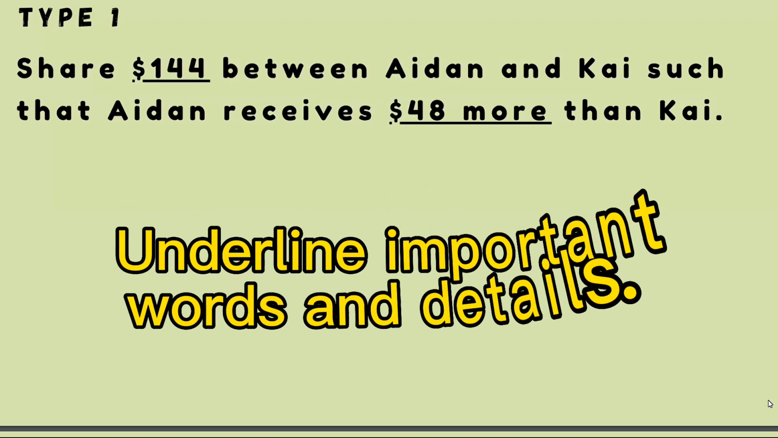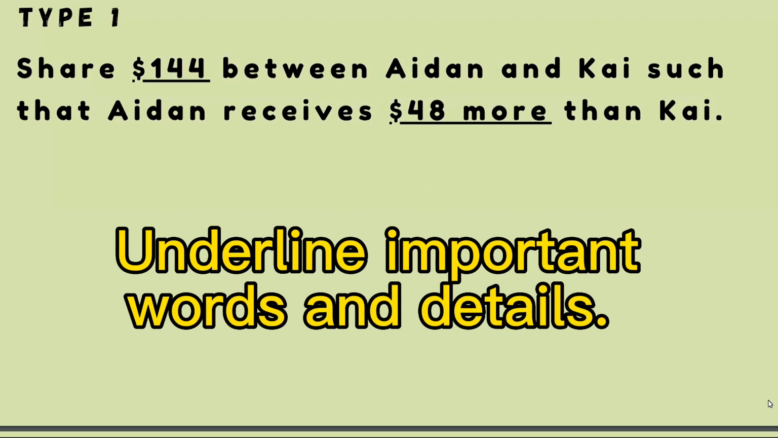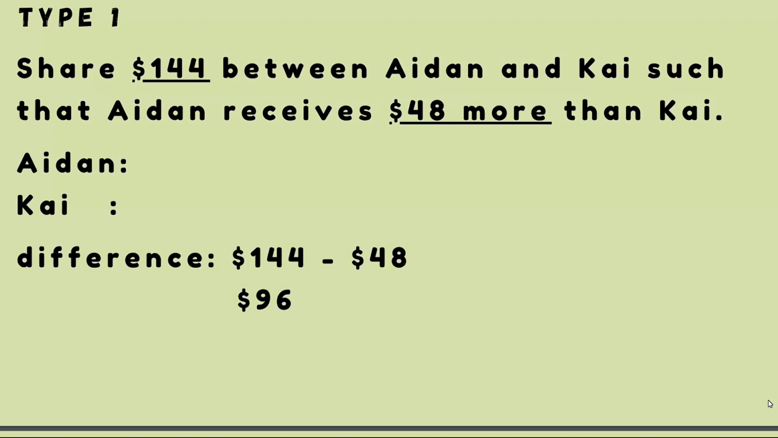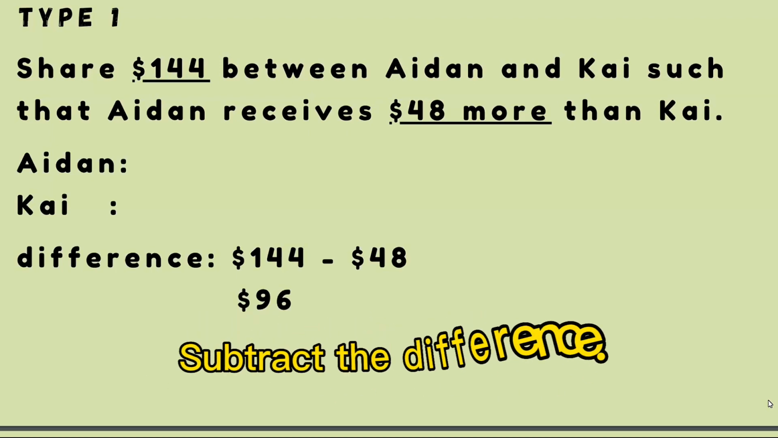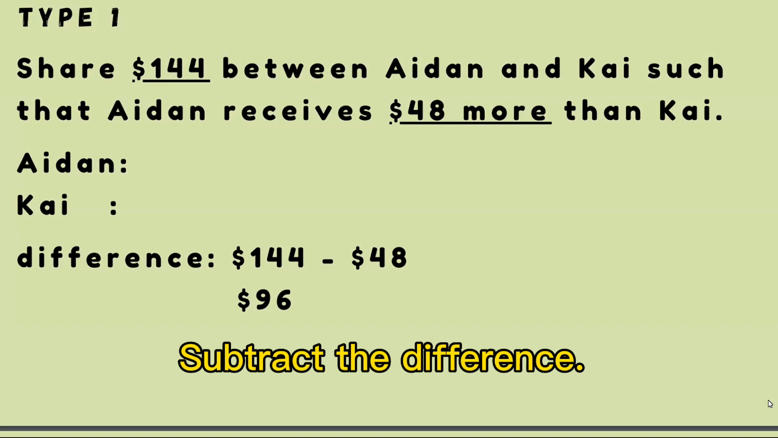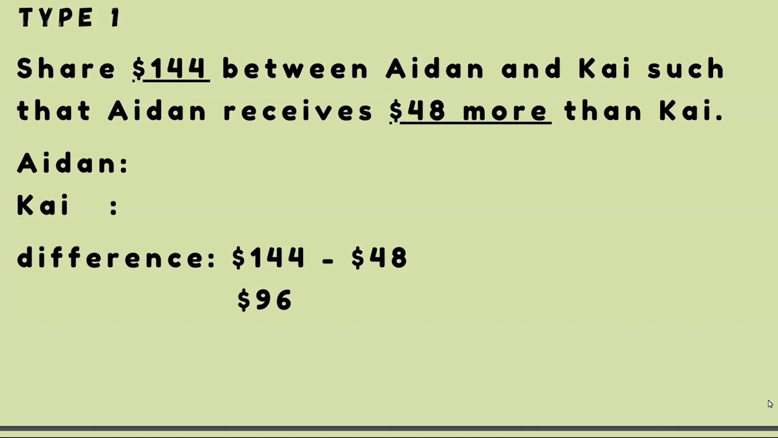So we underline important words and details. We lay out our problem, Aidan, Kai. Step 1, subtract the difference. 144 subtract 48 leaves us with $96. That's step 1 of unequal sharing.